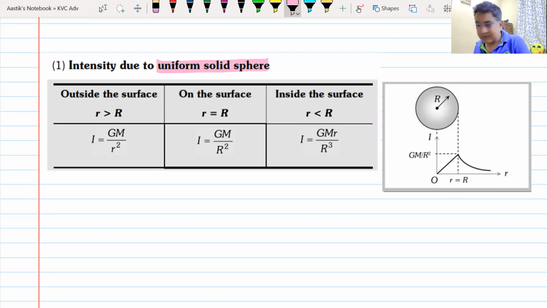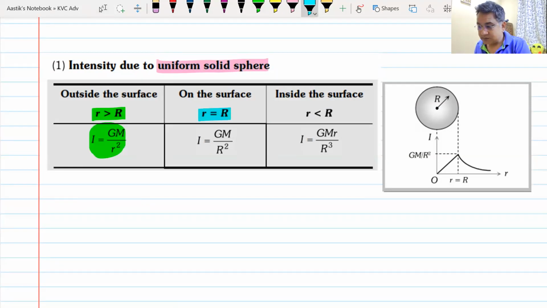Gravitational field inside the sphere, no, sorry, outside the sphere, where distance is more than the radius, it is the same as the field created by a point mass, GM by r square. Do you see this? Yes, sir. The same as the field created by a point mass because it behaves like a point mass.